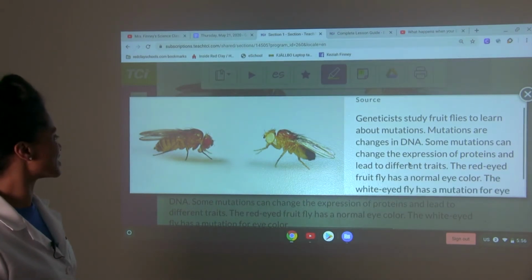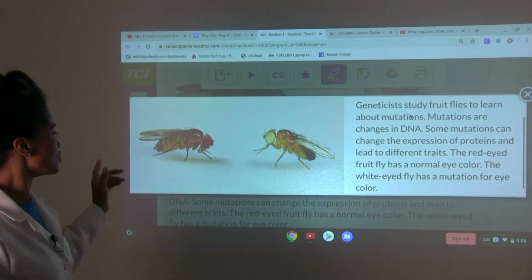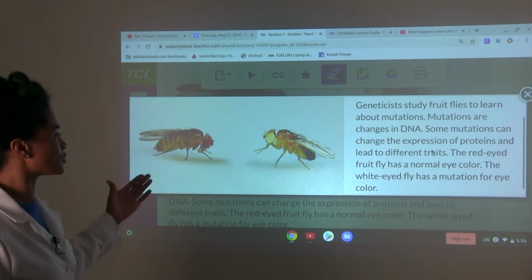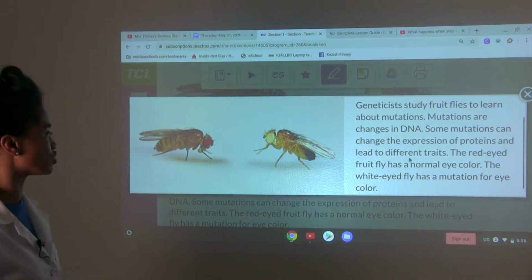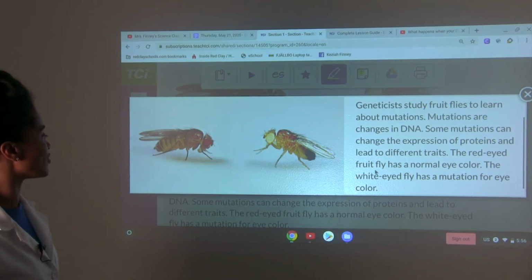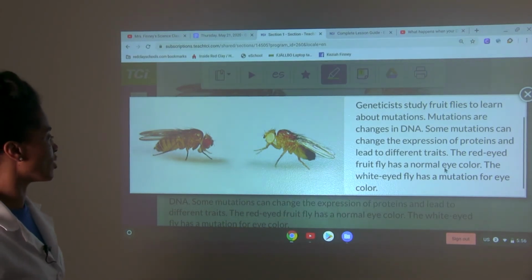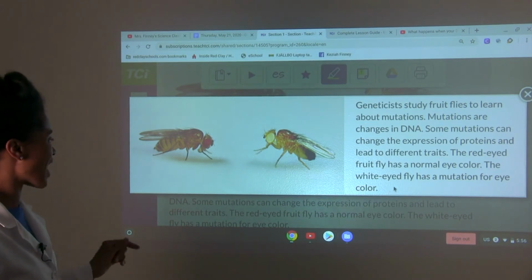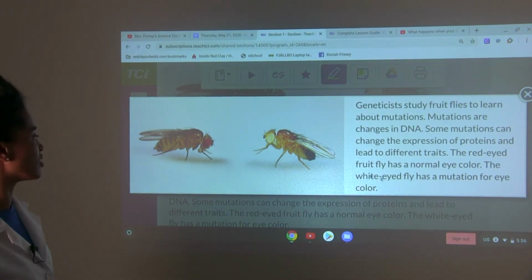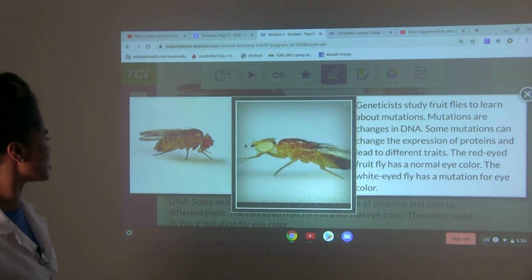Geneticists study fruit flies to learn about mutations. Mutations are changes in DNA. Some mutations can change the expression of proteins and lead to different traits. The red-eyed fruit fly has a normal eye color. The white-eyed fly has a mutation for eye color. See the difference?